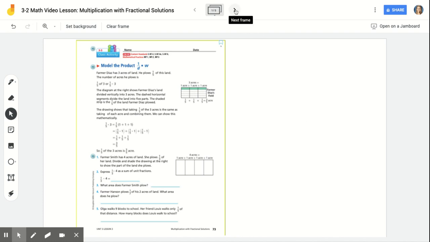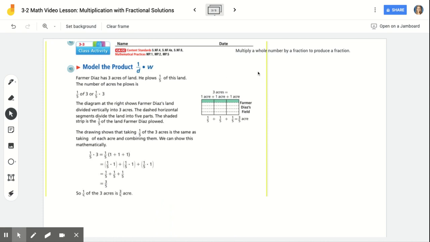And let's get started. Again, we're on page 73, and I'd like you to find the heading on page 73 and point to that red triangle and read along with me. The heading says, model the product of 1/D times W. And again, those letters are what we call variables in math, and those are going to represent numbers. So we're multiplying a fraction times a whole number again in this lesson, but the difference with this lesson is that we're going to be arriving at fractions as our answer.